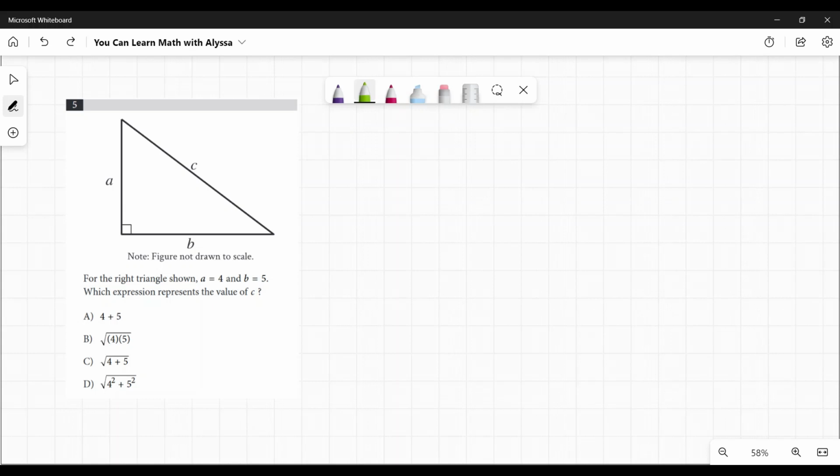For the right triangle shown, A equals 4. I'm going to write that on my triangle. And B equals 5. Which expression represents the value of C? So they're testing that you know the Pythagorean theorem.